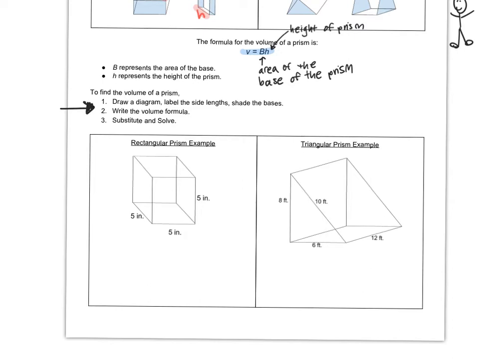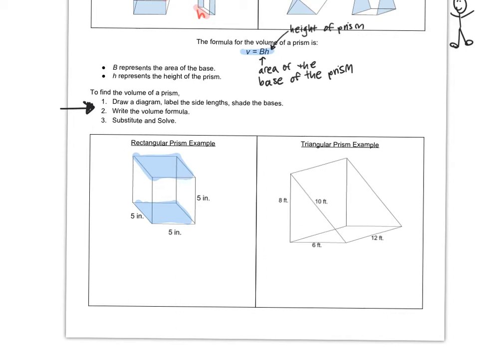So let's start out with the rectangular prism. So first I'm going to shade my bases. I used the top and the bottom. For a rectangular prism, it really doesn't matter which sides I chose to call my bases because all the sides are rectangular and the opposite faces are all parallel and congruent to each other. I just chose the top and the bottom this time.